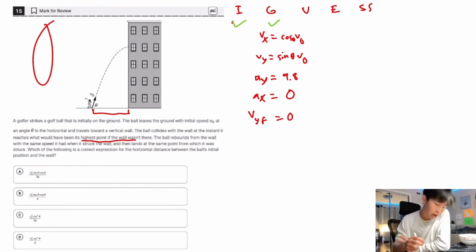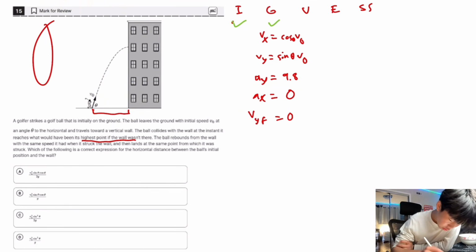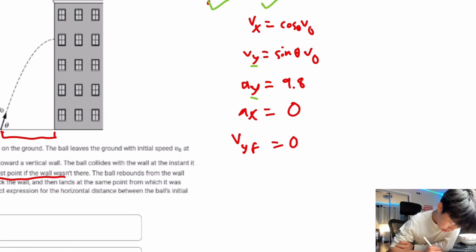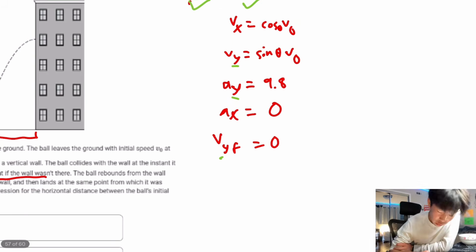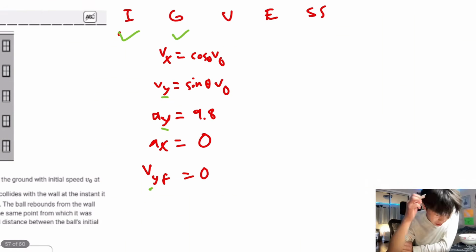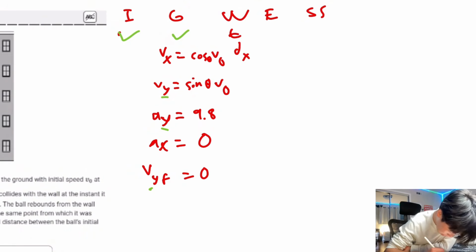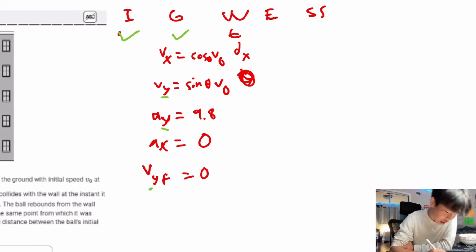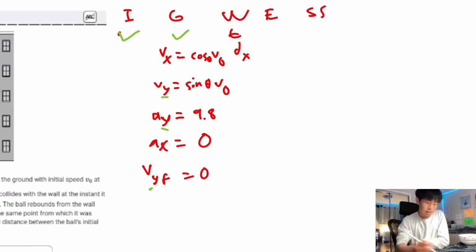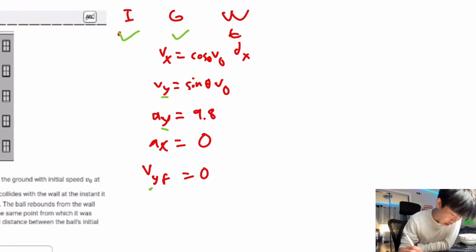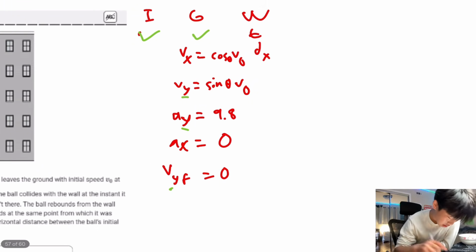So let's just start off with whichever one we have more of. I think we have a lot more y's here, so let's work on that. We need to find the t. Oh, I guess. My bad, guys. Let me change this to IGW. What do we want? We need the t, buddy, and we need the dx. We don't need the dy, so we just need the time and the dx, okay? Screw I guess. It's IGW now.